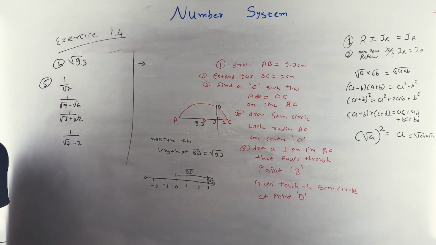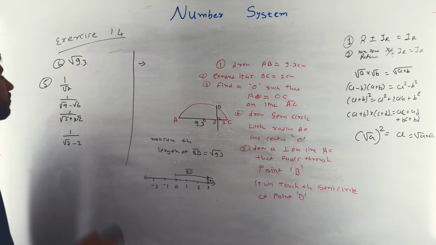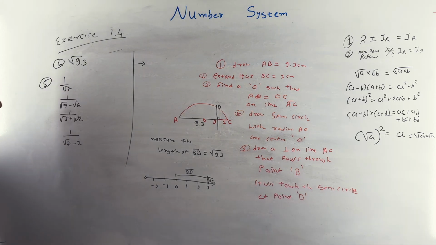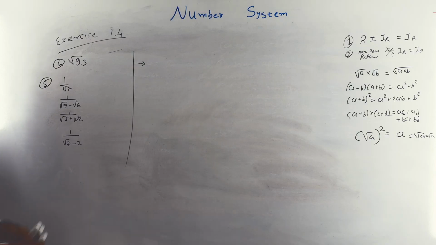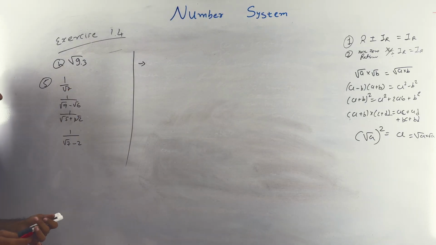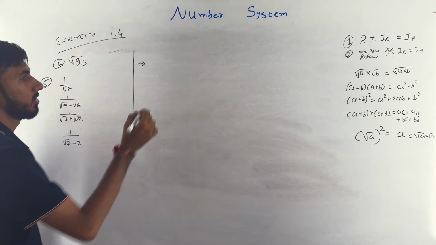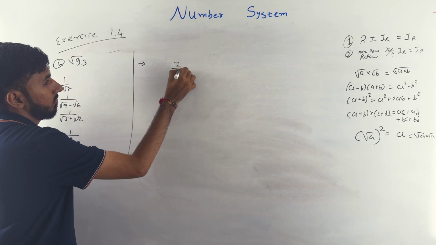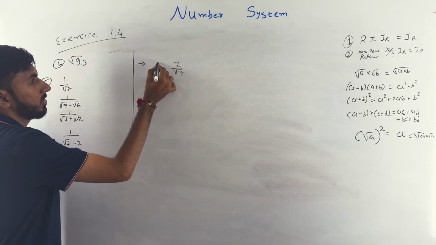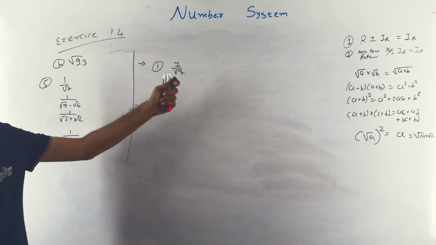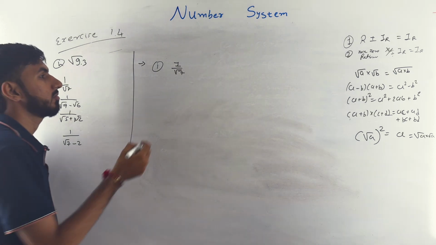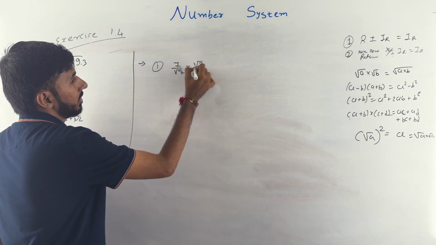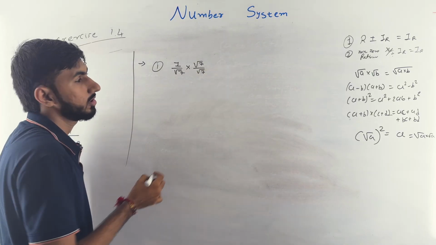Now we will move on to question number 5, and that is, we have to rationalize the denominators. For question number 5, rationalizing the denominator, the first is 1 upon square root of 7. Remember what we have done to rationalize the denominators. If the denominator is a monomial, we will simply multiply and divide by the same number. So let me multiply and divide by square root of 7.